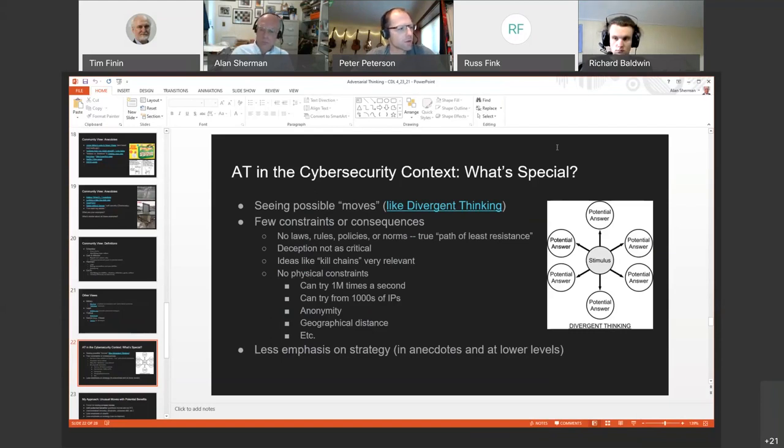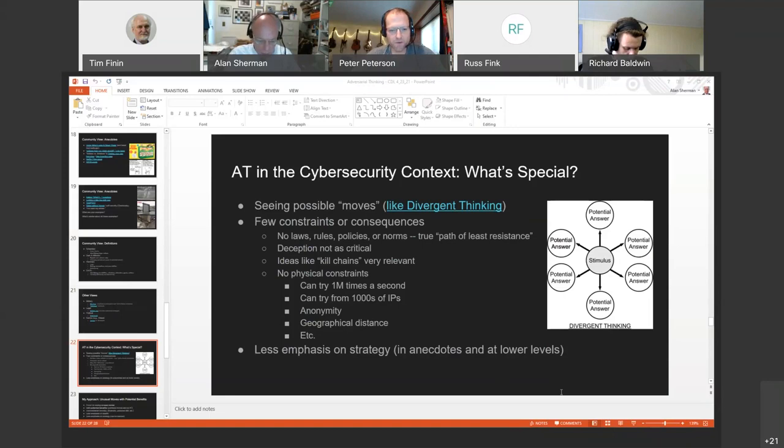In other areas, legal and military and so on, deception is often really critical. But that's not something that comes up often when people talk about adversarial thinking in security as this core concept. Obviously, deception is important in larger campaigns and so on, but it's not quite as critical in what I would call first order or first level adversarial thinking.